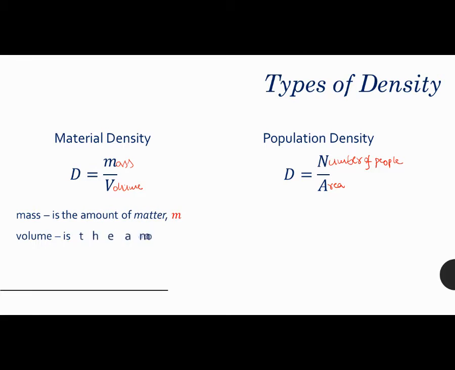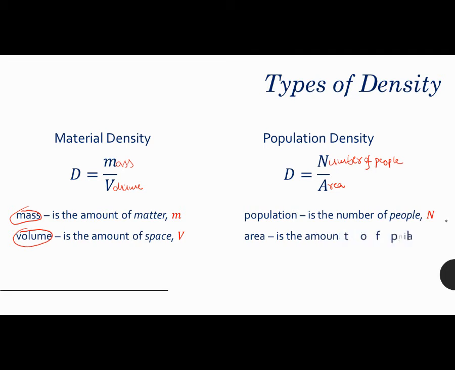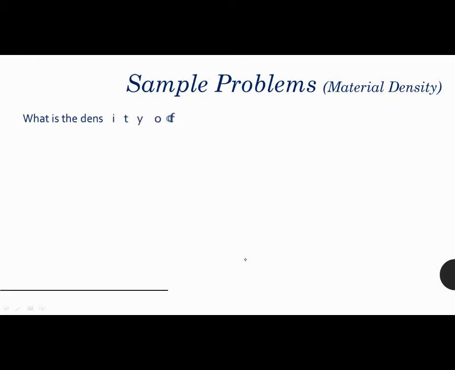The same thing, here it is mentioned that M stands for mass and V for volume. And next, for population, N stands for the population, or I can say the number of people, and A stands for area. Okay, let's take an example.